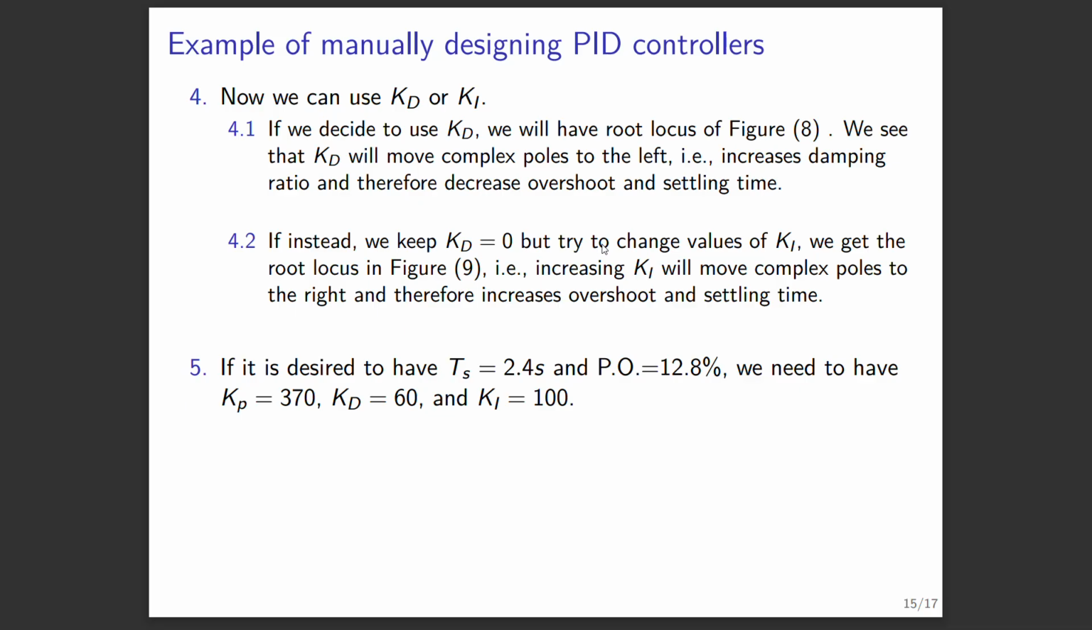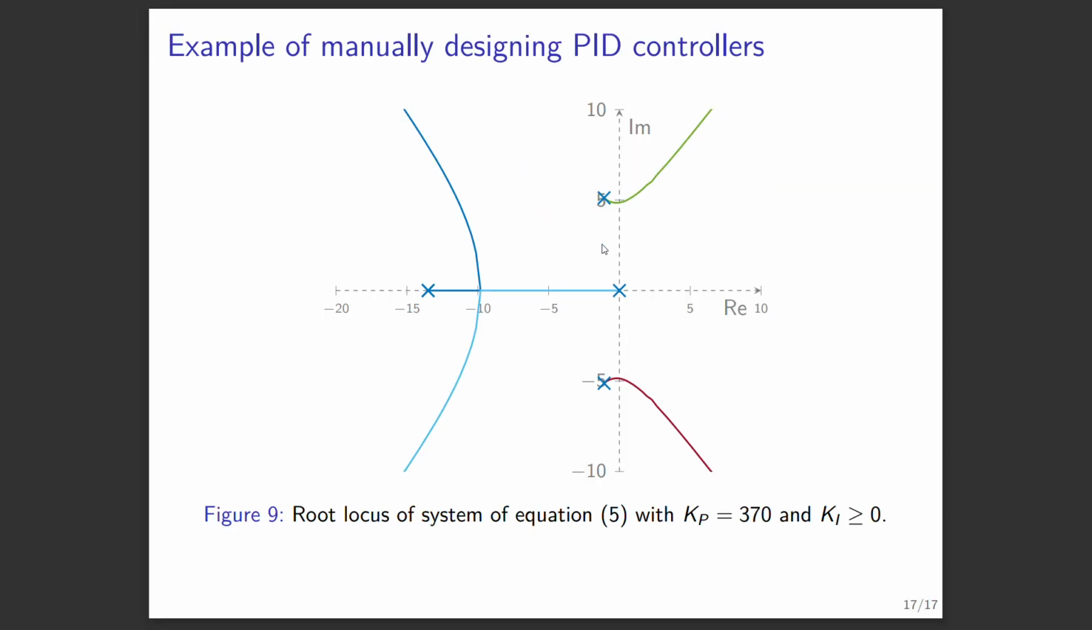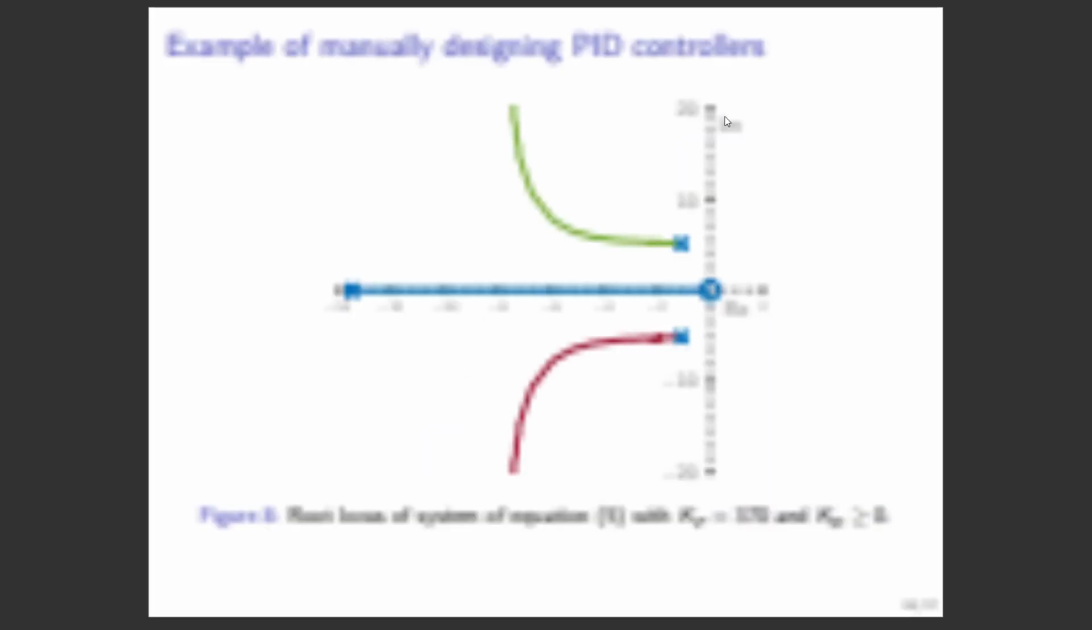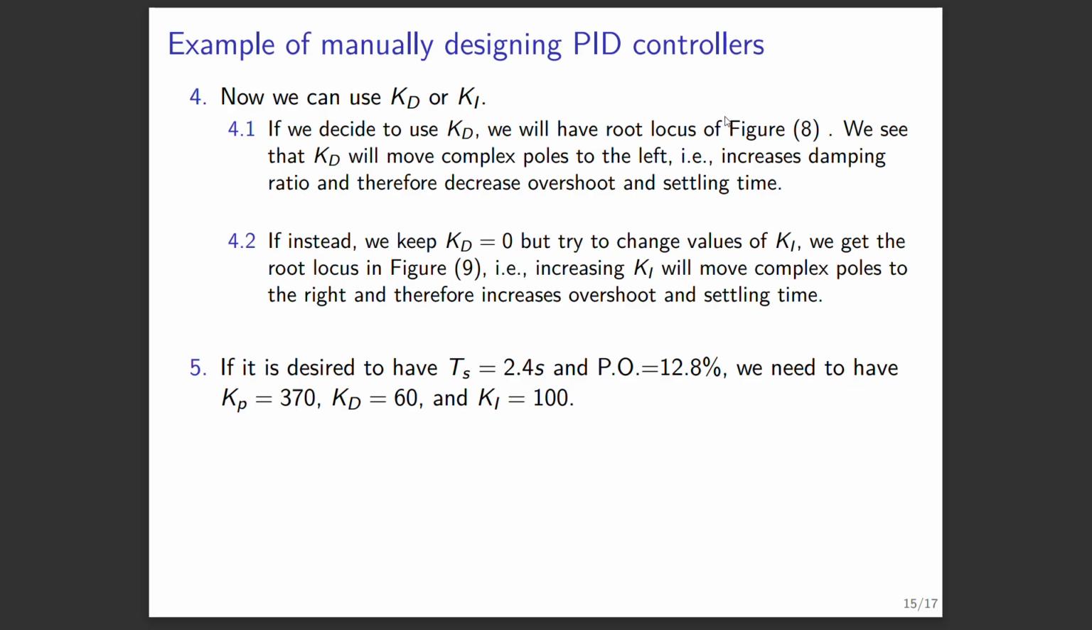If alternatively, I set Kd equals 0, but try to increase the value of Ki, we get this root locus. So now look at here. If we use Ki, with increasing gain a little bit, we can become unstable. So if we use Ki, we get the root locus of figure 9, which means increasing Ki will move complex poles to the right and increase overshoot and settling time.